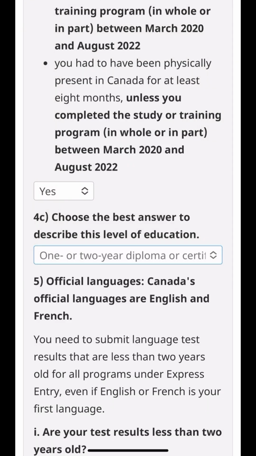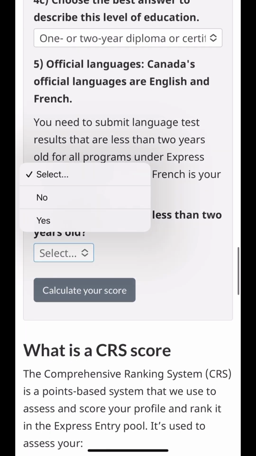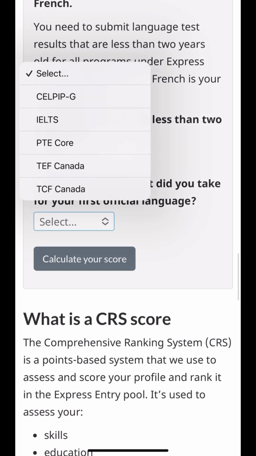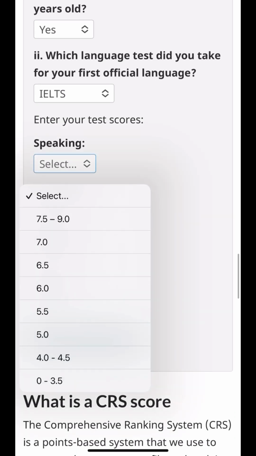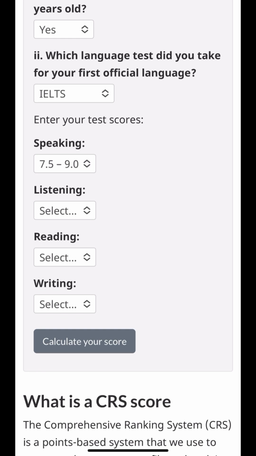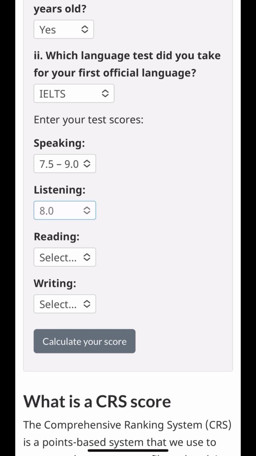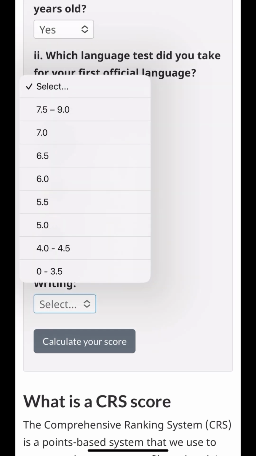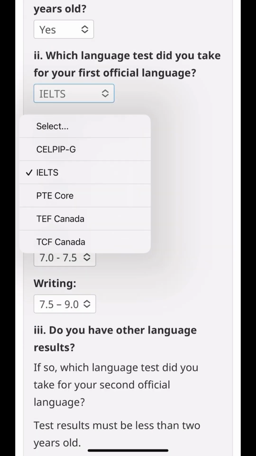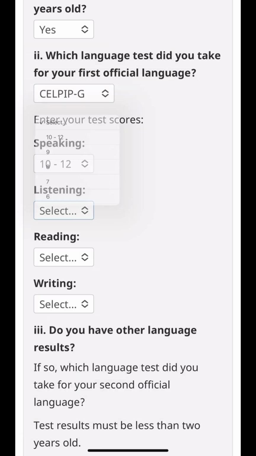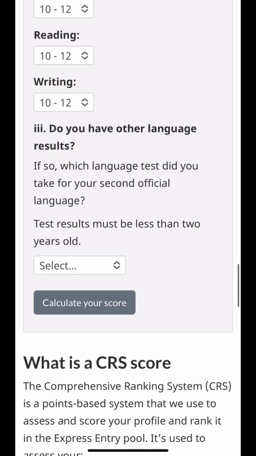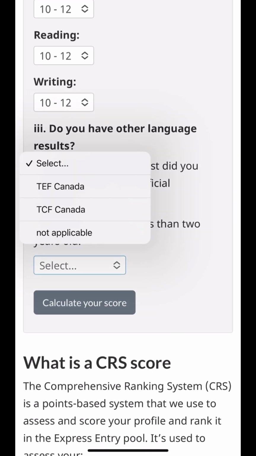Provide that. And the next question will be official languages. Canada's official languages, English or French test. Yes, this is for IELTS or CELPIP. So provide yes to that question. In the next question, select CELPIP or IELTS. If it's IELTS, provide your score. Here I'm giving an approximate score. I would change it to CELPIP because I have taken CELPIP. The points will be different based upon the scores that you put in. I'm putting in the score which I secured for my CELPIP: listening, reading, writing. Do you have other language results? Not applicable.